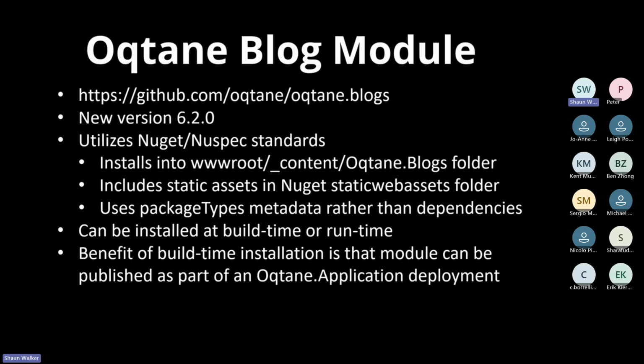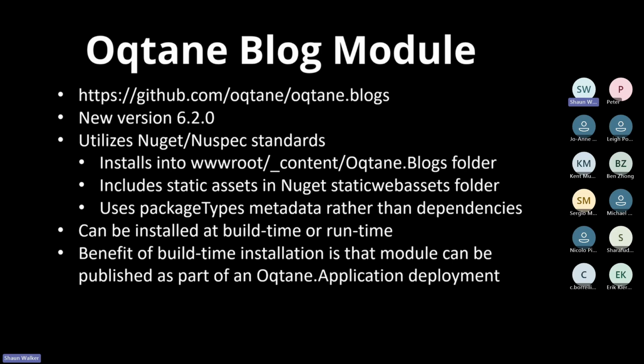And then you can run it and take advantage of that module. And then when you want to publish or deploy your Oqtane application, because it's referenced as a NuGet package reference, it'll automatically pull that module into the overall deployment, and you don't have to install modules separately, right? It'll become part of the overall deployment story. And so this had some benefits.